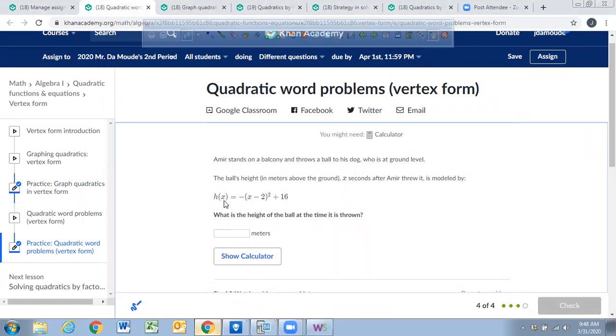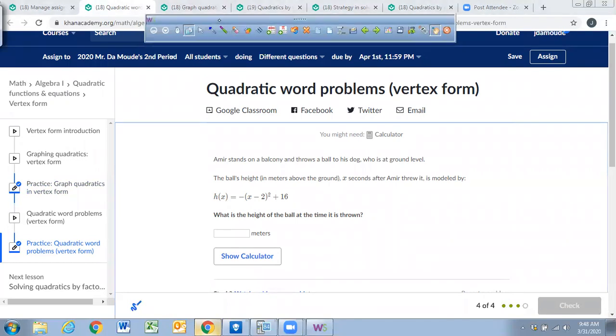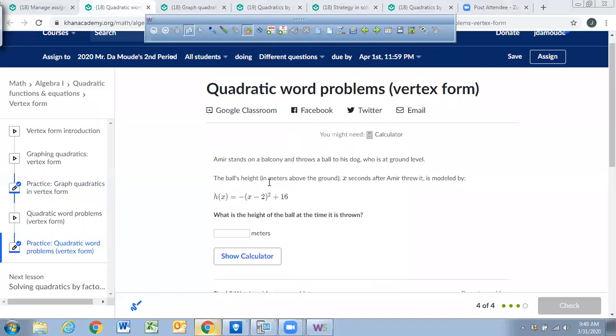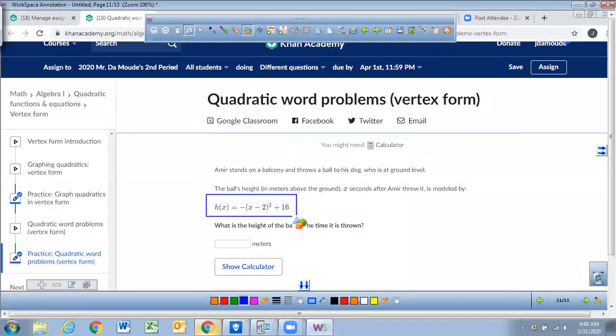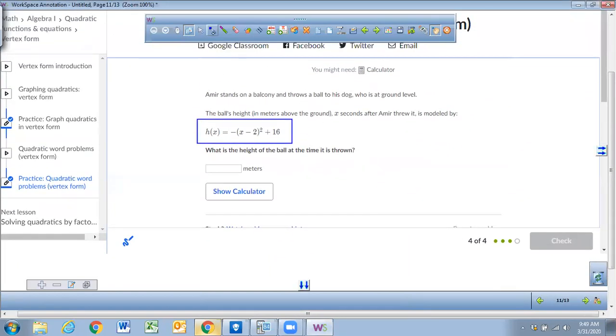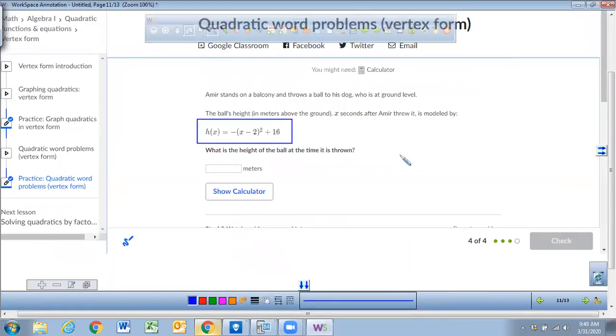So if you guys would please, I want you to write this equation down. And then we're going to just kind of draw a graph. I'll have an x-axis.